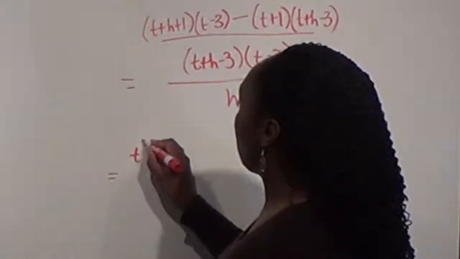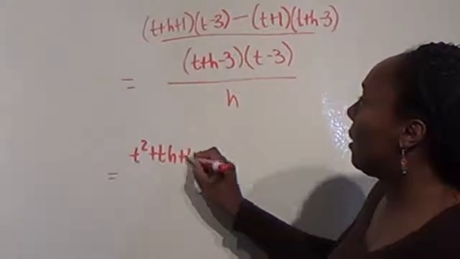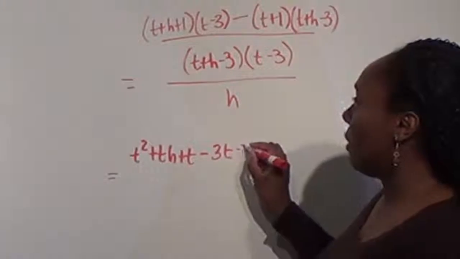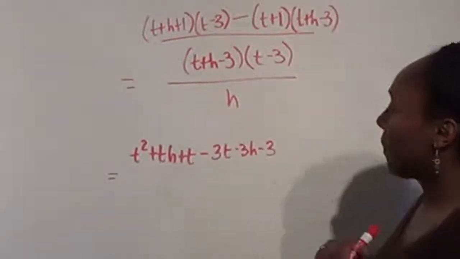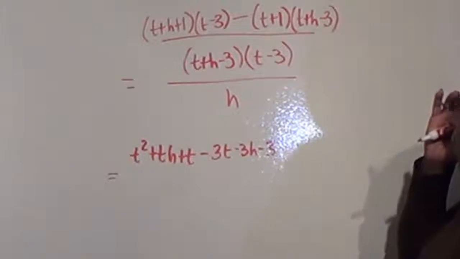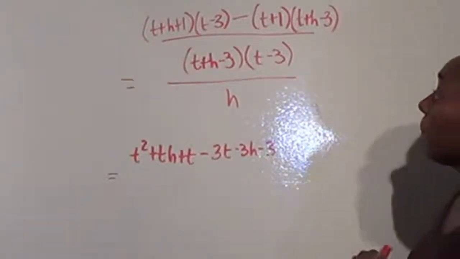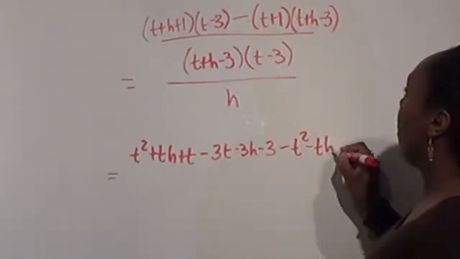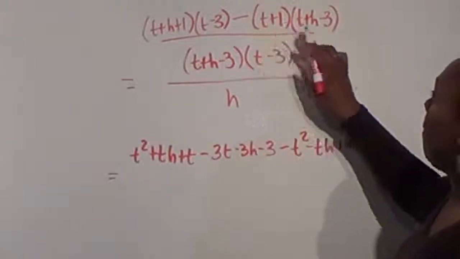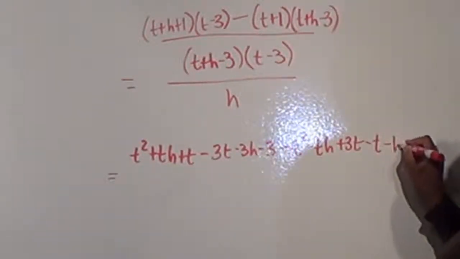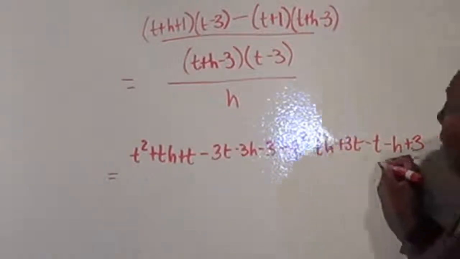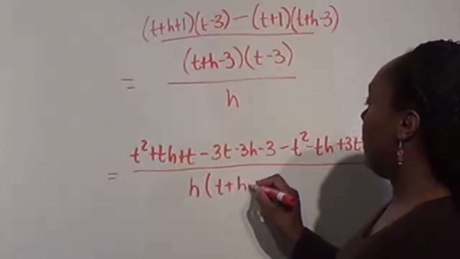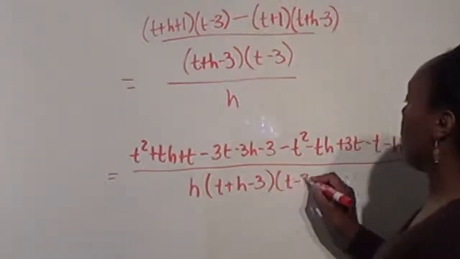So here we'll get a t squared plus a th plus t. Distributing the t through, distributing that 3, we get a minus 3t minus 3h minus 3. Over here, we'll FOIL again. Here again, be careful. Don't forget to distribute that minus sign. So we'll get a minus t squared minus th plus 3t minus t minus h plus 3. And on the bottom, that h we can pull up and get rid of that complex fraction.